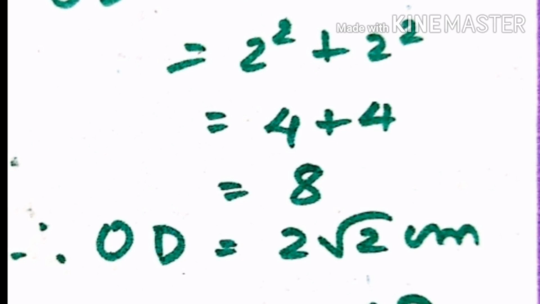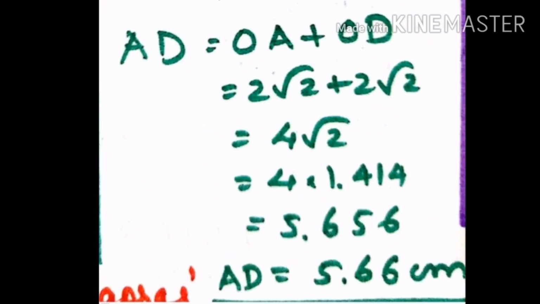Now students, if you want the AD distance, you have to take first OA and then OD, then add them, and you get the whole distance AD. So for that I am adding OA plus OD, that is 2 root 2 plus 2 root 2 becomes 4 root 2, which is equal to 4 multiplied by 1.414, equal to 5.656. So AD is equal to 5.66 centimeters. Up to 2 places of decimal we get the answer by rounding it off. So this way you can find the distance from A to D.